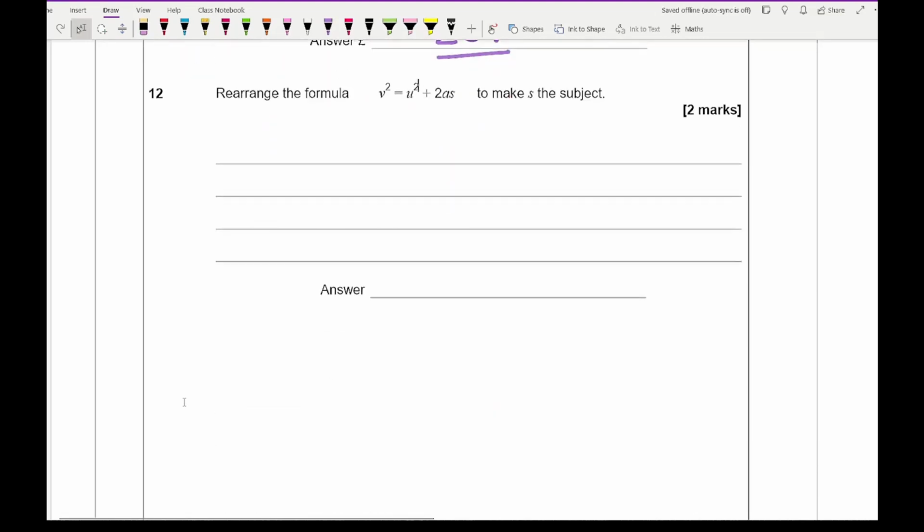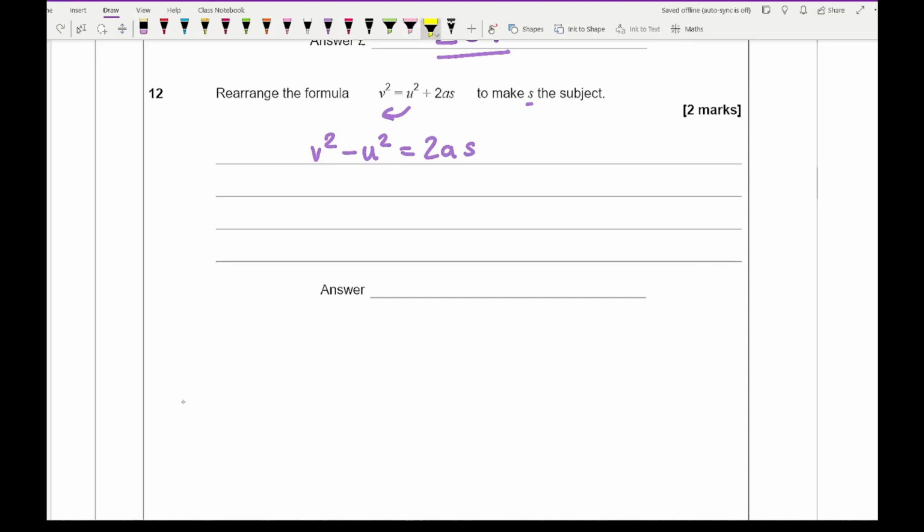Then moving on to question 12, it says rearrange the formula. So what we want to do is make S the subject. So first things first, what I do is I get rid of the u squared and take it to the other side, so I end up with v squared minus u squared equals 2as.